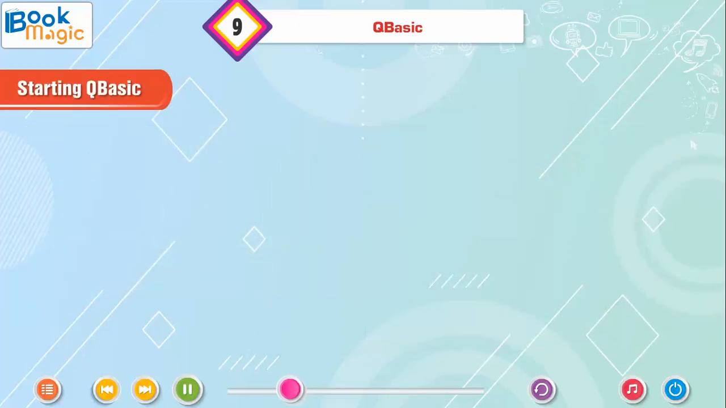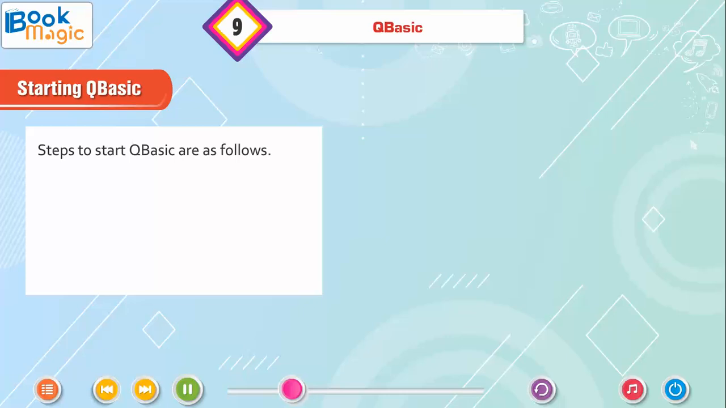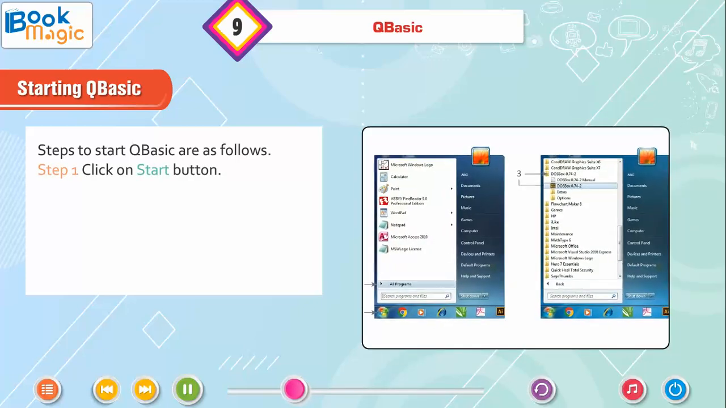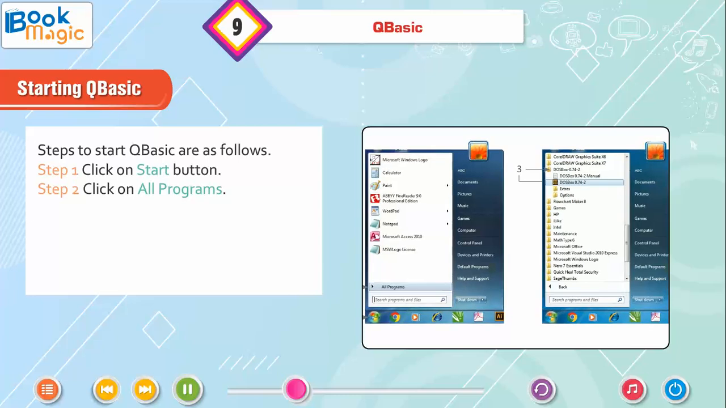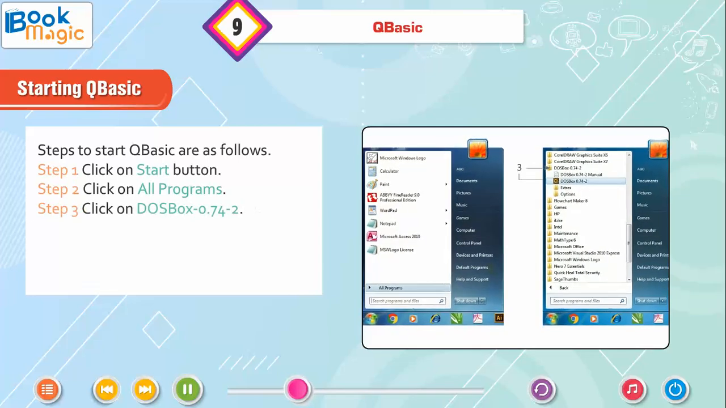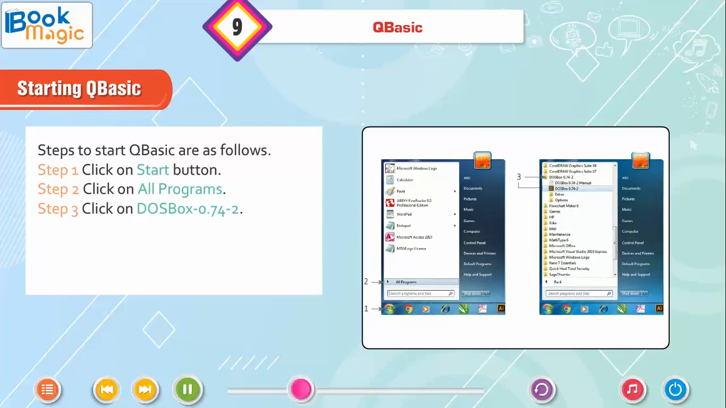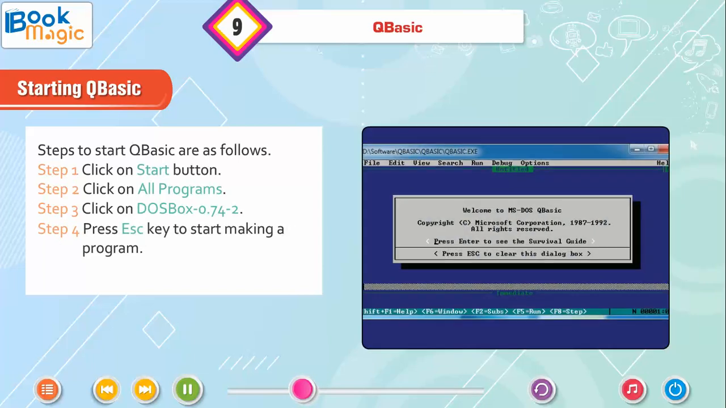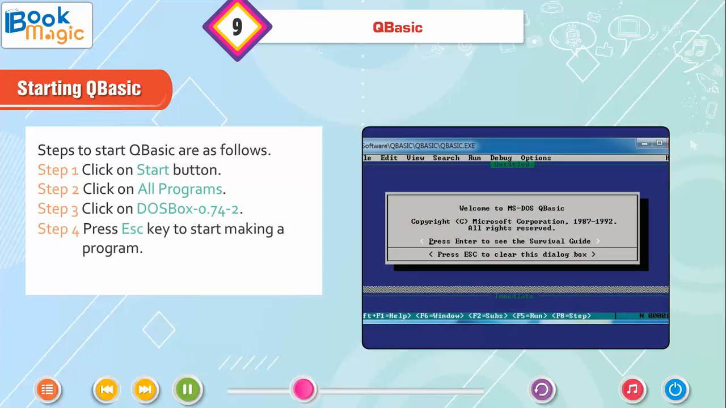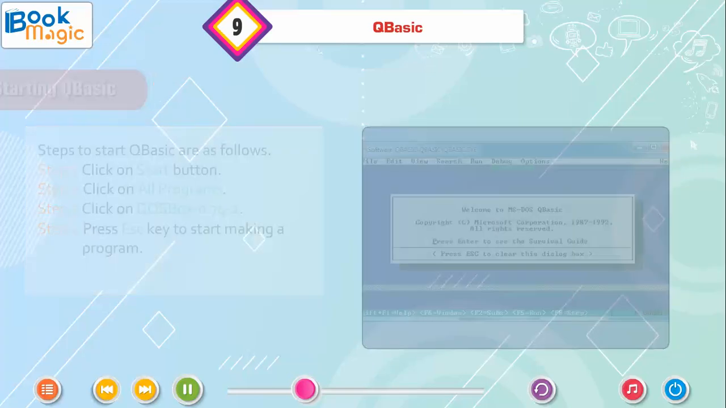Starting QBasic. Steps to start QBasic are as follows. Step 1. Click on Start button. Step 2. Click on All Programs. Step 3. Click on DOS box. Step 4. Press ESC key to start making a program.